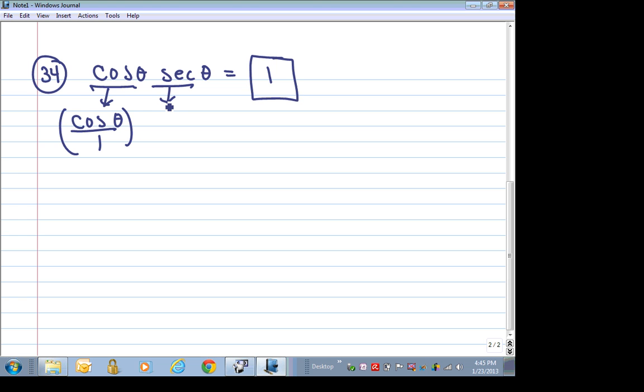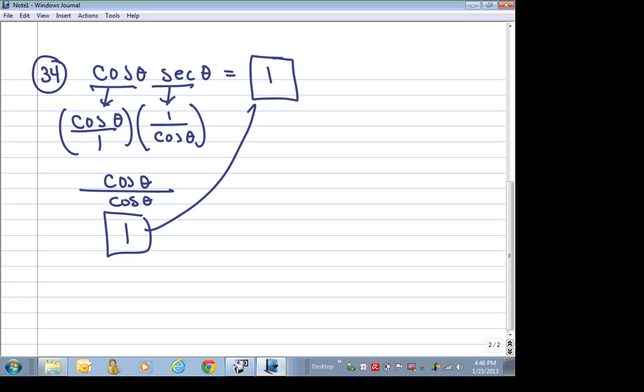For secant, though, I know secant is the reciprocal of cosine. So I know secant, if you look back at what we just wrote down, secant can be 1 over cosine theta. So I'm going to put a parenthesis around that. So I rewrote this. All of a sudden, if I multiply straight across, I get cosine theta times 1, which is cosine theta. And in the bottom, 1 times cosine theta is cosine theta. And that is equivalent to 1. So now I have 1 equals 1. And that's exactly the way I want you to do it, and you'll have some like this on your test.